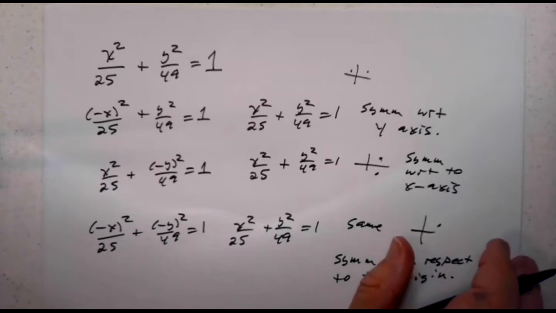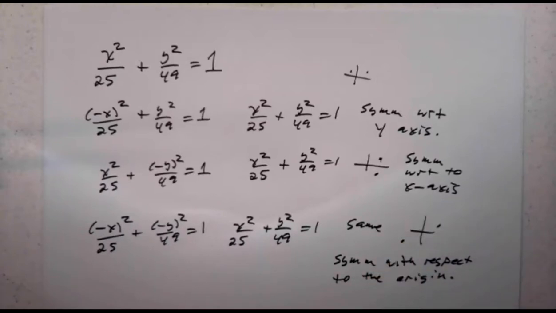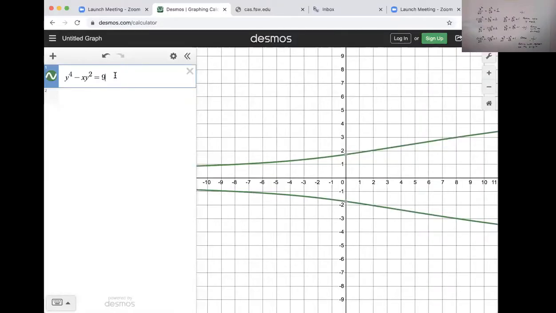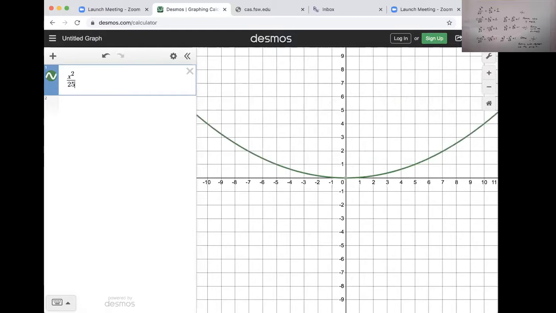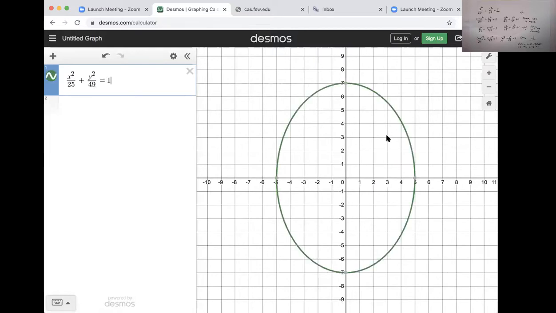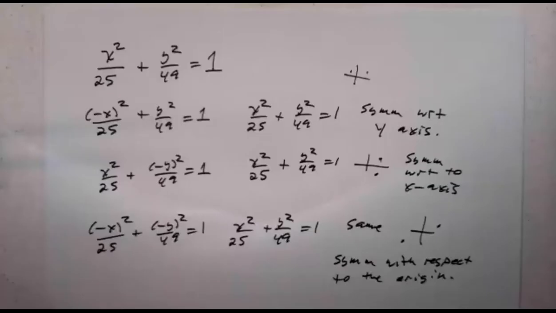So that has a whole bunch of symmetries that we can work with. So let's go ahead and graph that. And you'll see that lots of mirrors here. x squared over 25 plus y squared over 49 equals 1, sure enough. The x-axis is a mirror, symmetric with respect to the x-axis. The y-axis is a mirror, symmetric with respect to the y-axis. If you fold it twice, they match up, symmetric with respect to the origin.